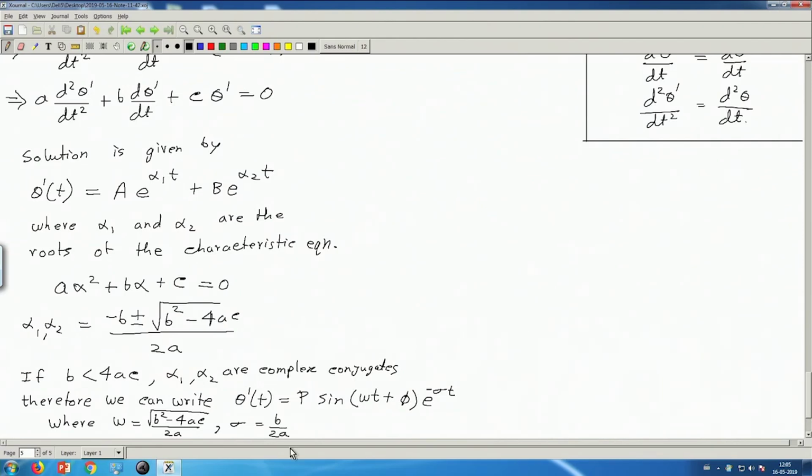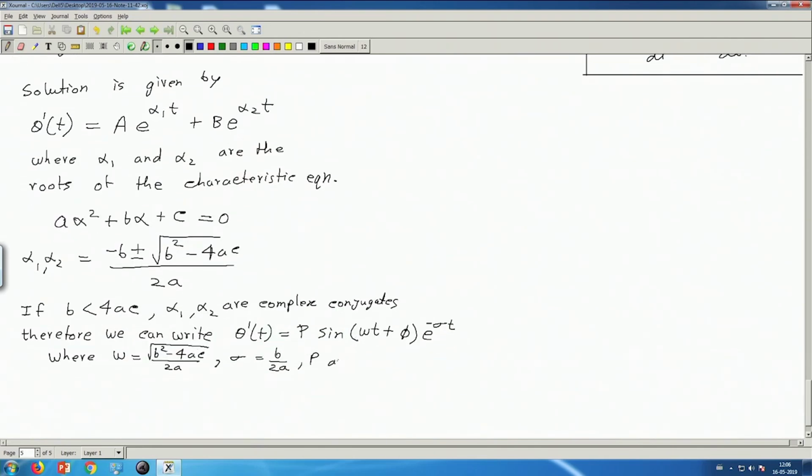So I'm assuming that you know how to solve this homogeneous second order differential equation, and so you can find the solution of this form, and the value of p and phi, these two can be found from the initial value of theta and derivative of theta. Okay, p and phi can be found from initial conditions.